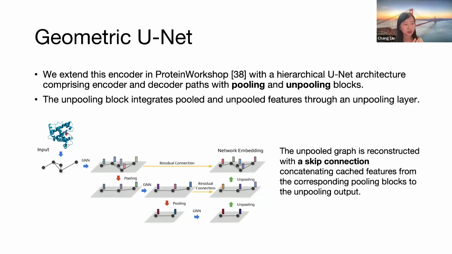And at the same time, we didn't introduce much extra parameters in our model because for all those unpooling blocks, we only set up very simple layers to integrate those pooled and unpooled features together. But we didn't introduce any extra graph networks, like graph layers. So it's very computationally effective as well.